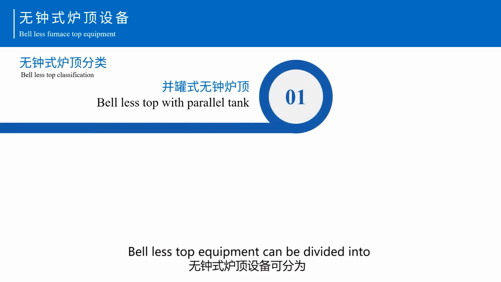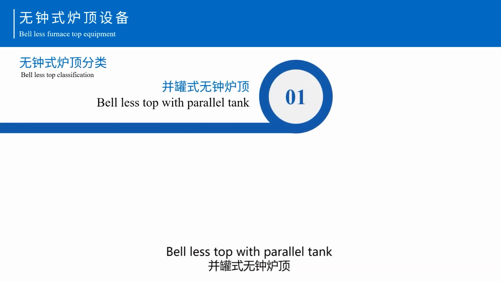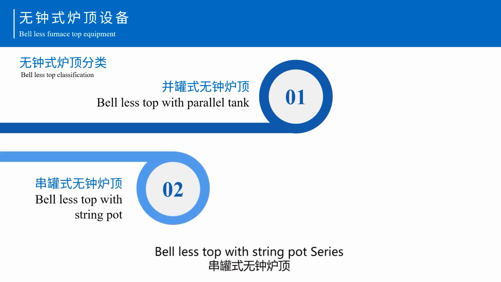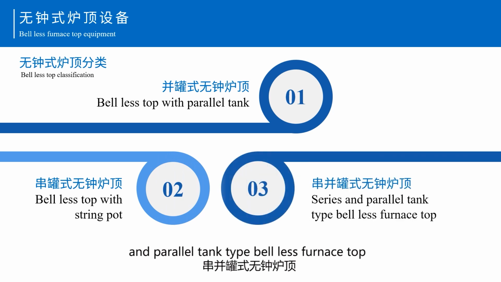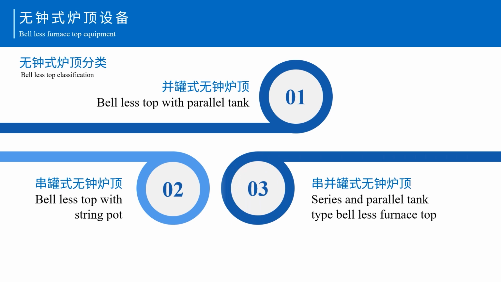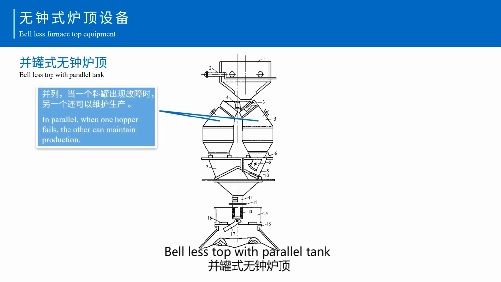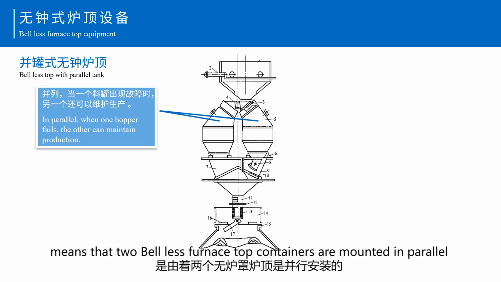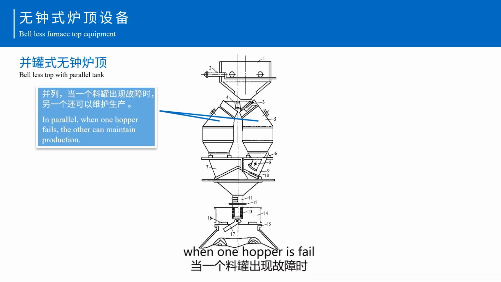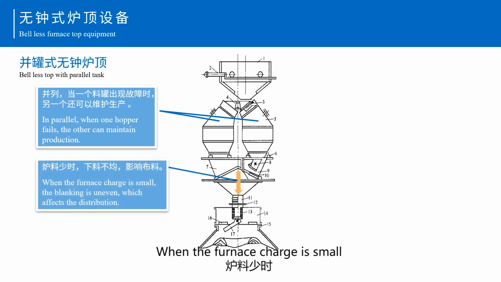Bell-less top equipment can be divided into bell-less top with parallel tank, bell-less top with a string port, and series and parallel tank type bell-less furnace top. Bell-less top with parallel tank means that 2 bell-less furnace top containers are mounted in parallel. When one hopper is filled, the other can maintain production. When the furnace charge is small, the blanking is uneven, which affects the distribution.